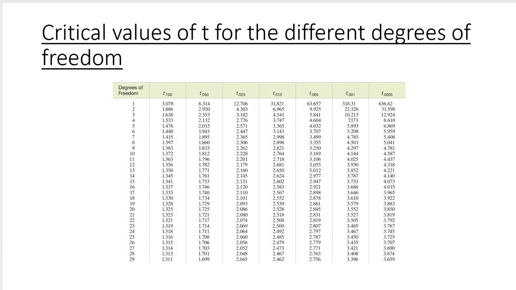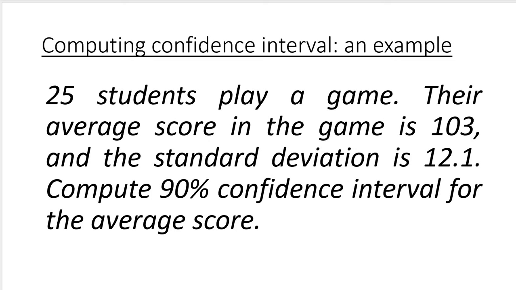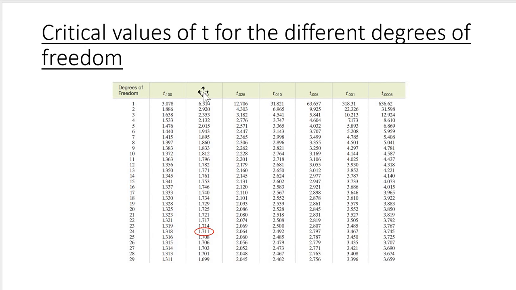So let us consider an example. 25 students play a game, their average score is 103 and standard deviation is 12.1. We have to compute 90% confidence interval for the average score. So in this case, of course, the value of alpha is 0.1 and we have 24 degrees of freedom. So we are going to check the table, 24 degrees of freedom, alpha corresponding to 0.1 should be split by half, so that's why we are interested in t of 0.05 and t-value is 1.711.